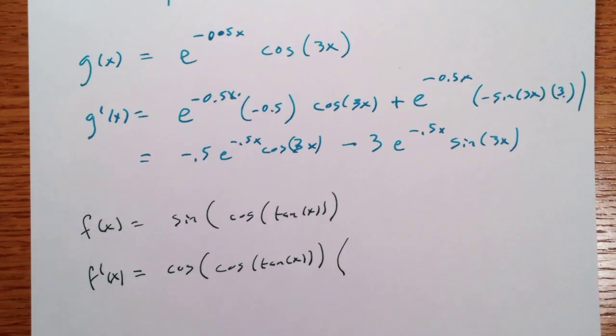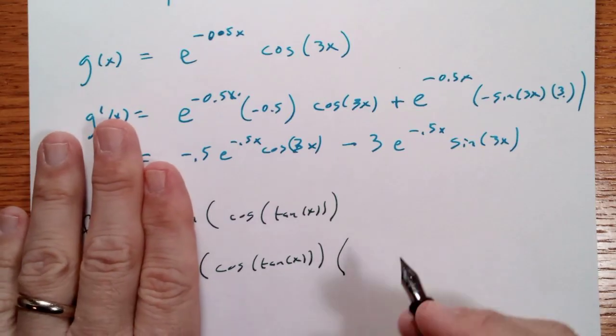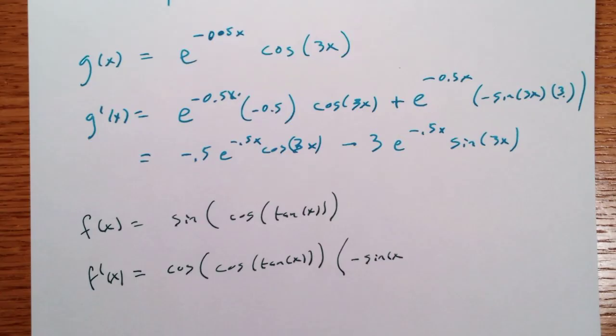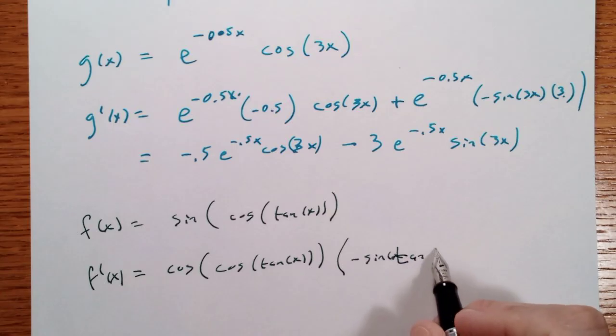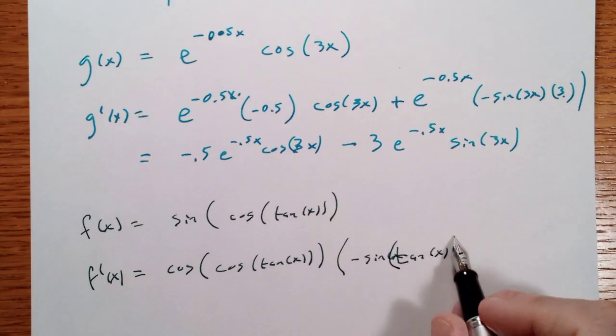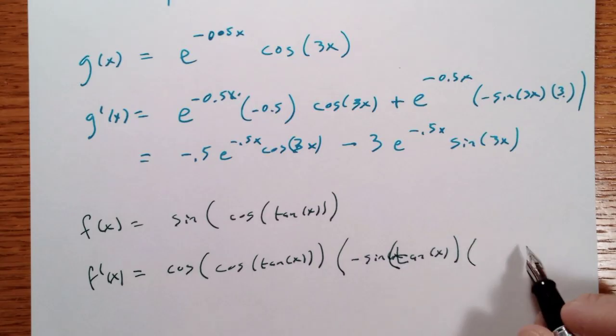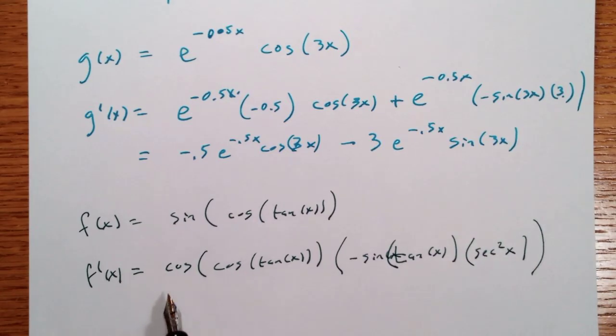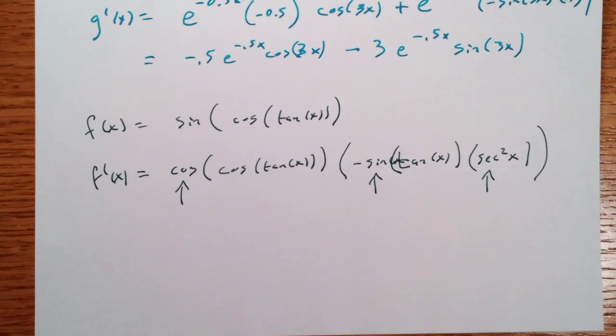The inside is cosine of tangent. The derivative of cosine is minus sine. Oh, that's not right. I started to write x. Change this, I leave the inside alone. But wait, there's more. There's the derivative of the inside. What's the derivative? Tangent. The tangent is secant squared. The derivative of the outside, the middle, and the inside. A three-layer deep chain rule problem.